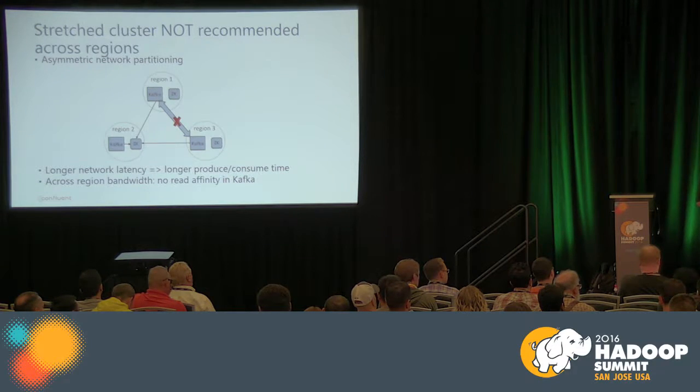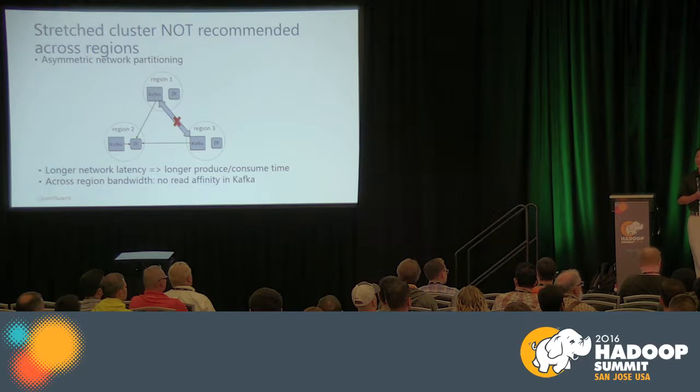The second reason is network latency. If those regions are far away from each other, it just means the produce request will take longer, and when the consumer sees the data, it will also see a longer delay, because we have to make sure the data is actually propagated to every region. The last thing is bandwidth, because if this is across regions, you definitely need cross-region bandwidth, which could be limited. Today, from the consumer's perspective, there's no read affinity, which means if you want to read some data from Kafka, you always go to the leader broker, whichever location this leader is at.